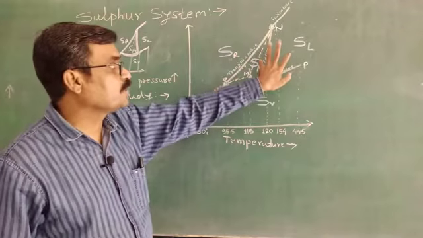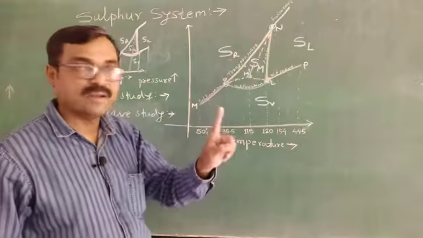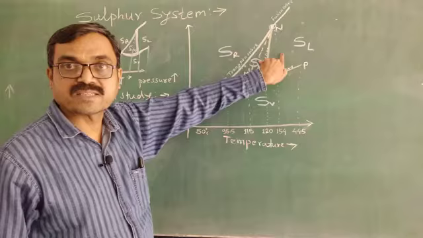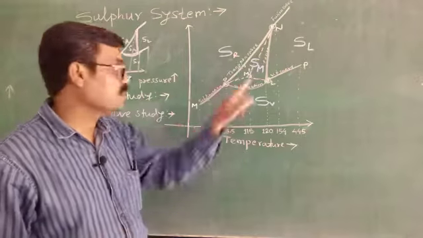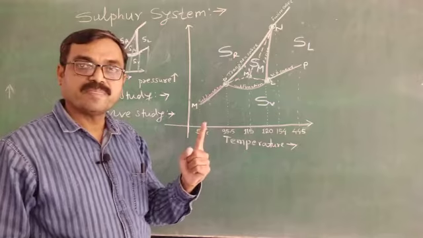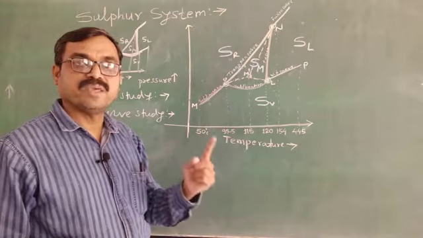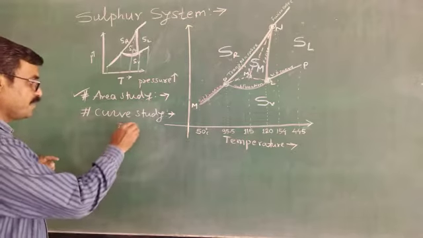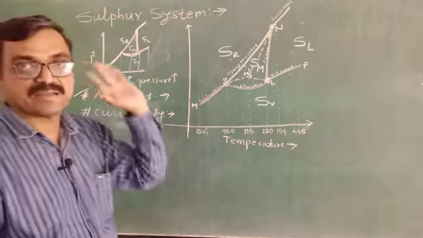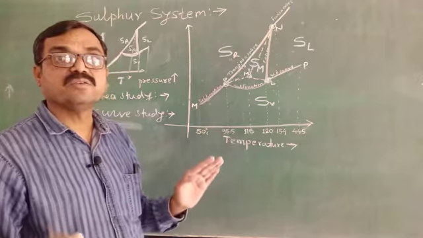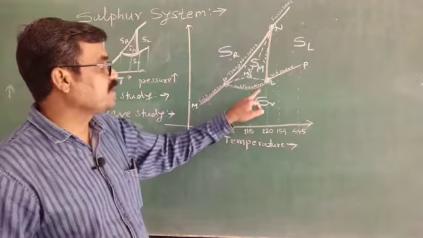Again, the chemical composition of both SM and SL is 1. In both cases, how many phases are there? 2 phases: one is SM, another is SL. Again, C equals 1 and P equals 2, so you will get F equals 1. Means curve study shows that for any curve, the sulfur system is univariant. This is the sublimation curve.